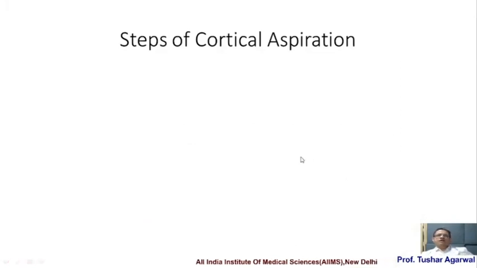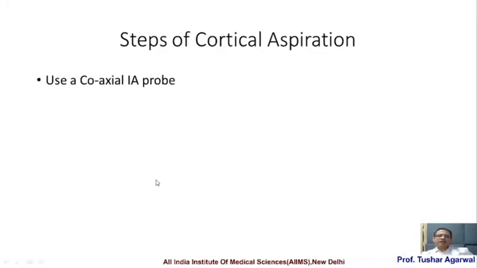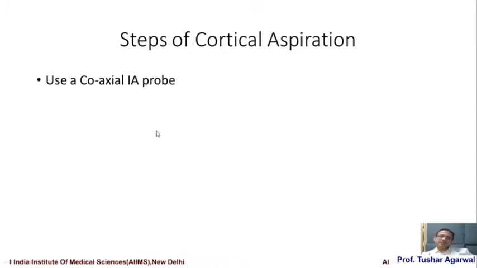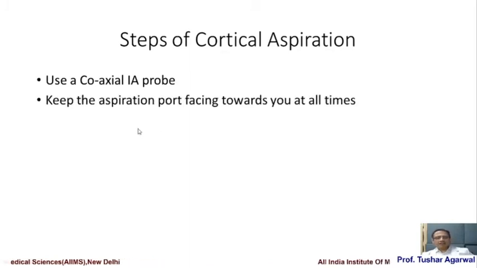Now, coming to cortical aspiration, at this point I find that if you have gotten through these steps, the surgeons start to relax, and in fact the steps are relatively easier, but this is the time where most of the complications occur, most of the PCTS occurs. So you use a coaxial IA probe to do this.